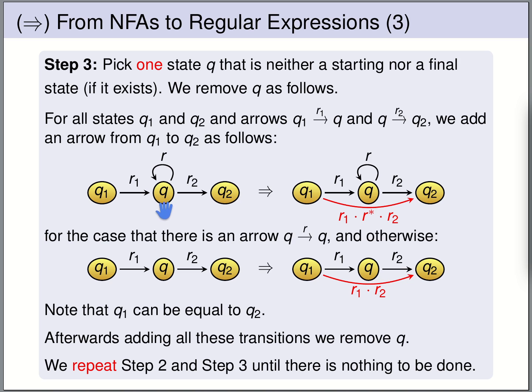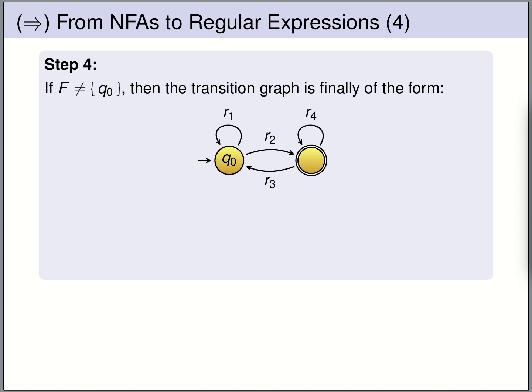So after dropping a state, we go back to step 2, we merge all the double arrows, then we continue with step 3 and look whether we can remove another state. And once we are done, once there's no more state that we can remove, we continue with step 4. The fourth step is the final step of the construction. It consists of reading off the regular expression from the automaton that we have obtained.